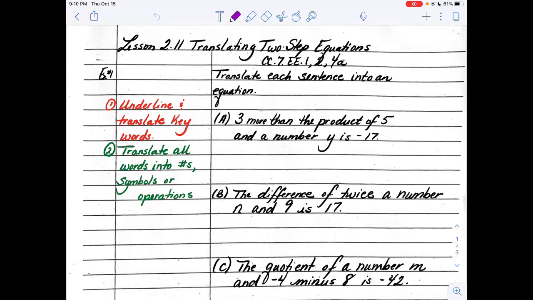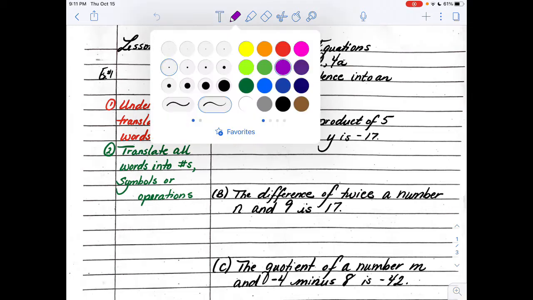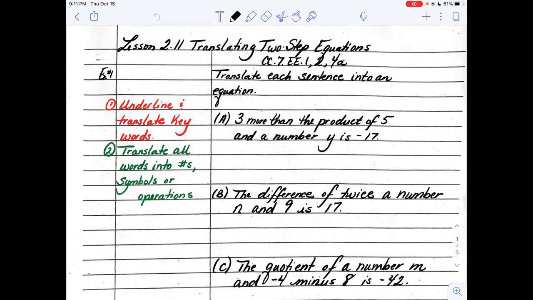Okay, today we're going to be talking about translating again, but this time with our two-step equations. So right now we're going to look at example 1 because there's no new vocabulary we need to worry about. And this is where we are going to translate each sentence into an equation. Now if you are in my class, you are going to be doing numbers 1 to 5, really kind of like this example number 1.